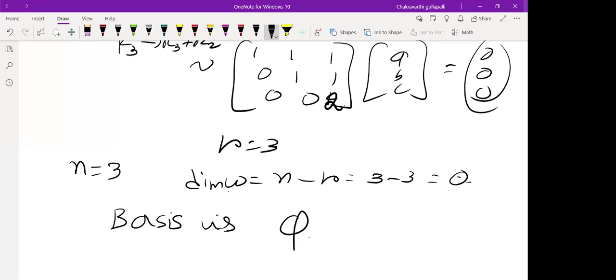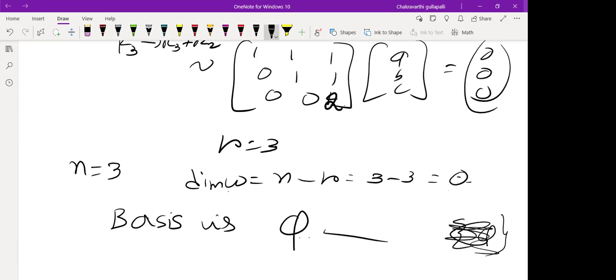Very important. You will be given options. If dimension of W is 0, it implies there exists no basis, or singleton 0 is basis, or the empty set is basis. Singleton 0 cannot be a basis because singleton 0 is dependent. We cannot say there is no basis because every finite dimensional vector space must have a basis. So the basis is the empty set.